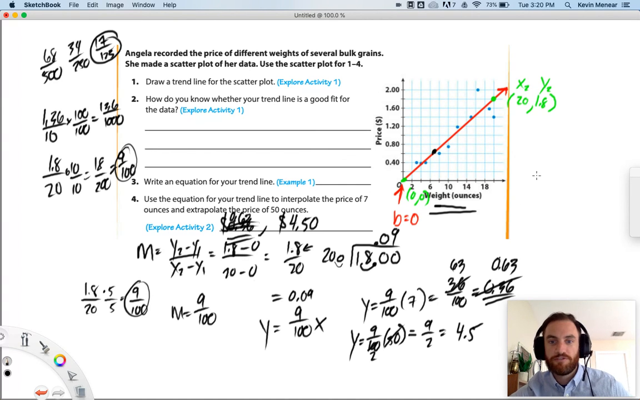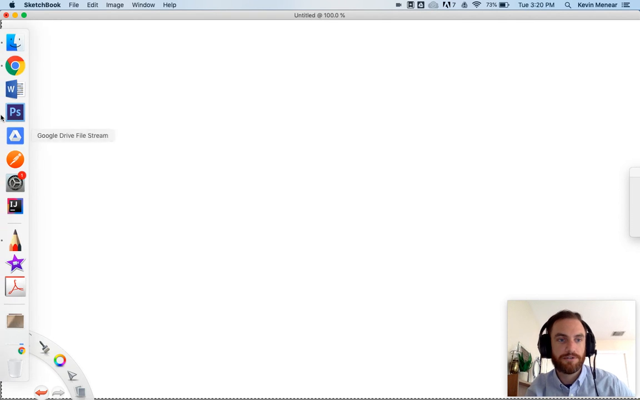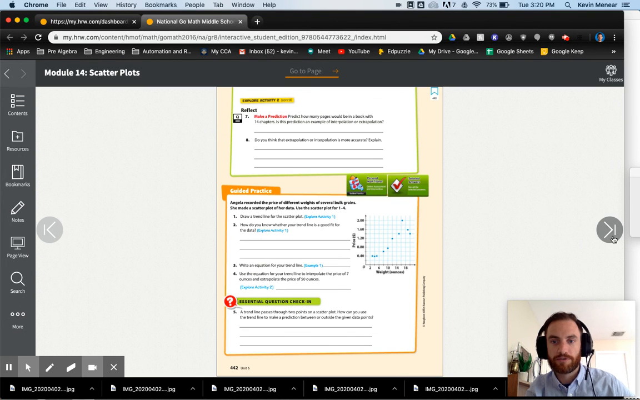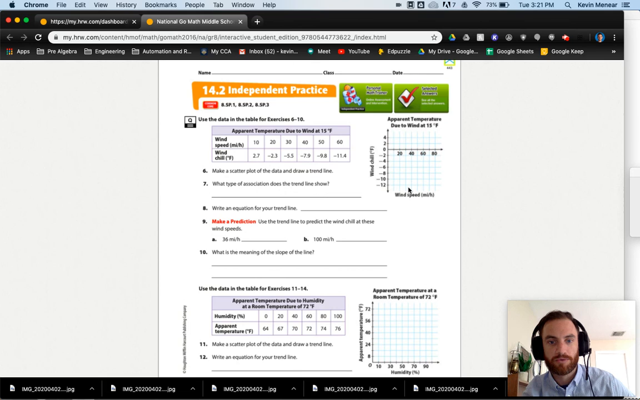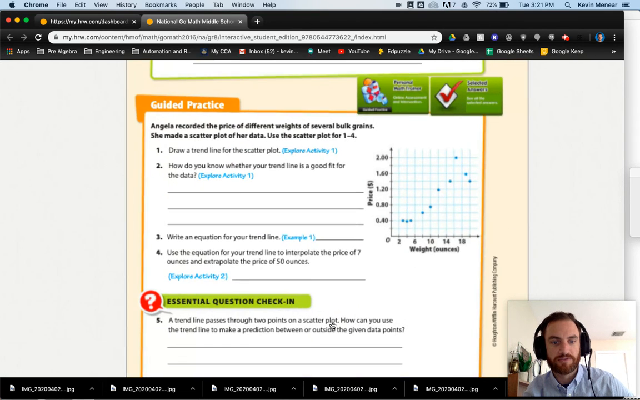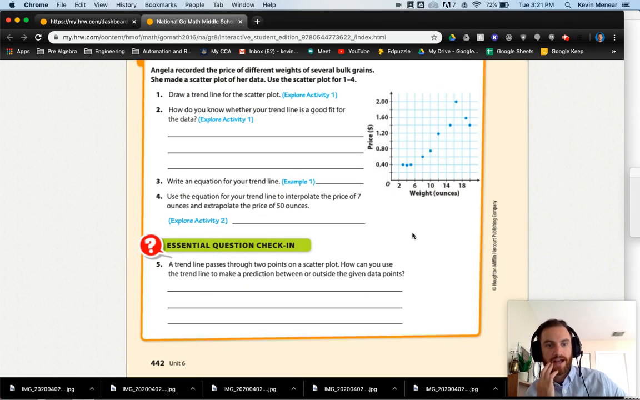Boom. And then doing 50 ounces is harder because it would be way out here and then way up there. So way off the graph. So it'd be harder to check that. But there you go. That's how you do it. Now, I'm not going to go through the rest of these because this is obviously going to be similar to your homework. Let me just take one look at number five. A trend line passes through two points on a scatter plot. How can you use the trend line to make a prediction between or outside the given data points? You just plug in a value for x and then you get the value for y. It's simple as that. Interpolation is between the given data points, extrapolation is outside. So, just to be clear, between is interpolation, outside is extrapolation.